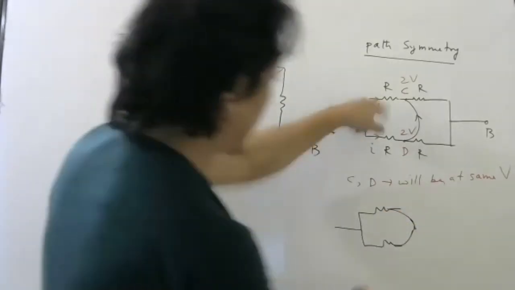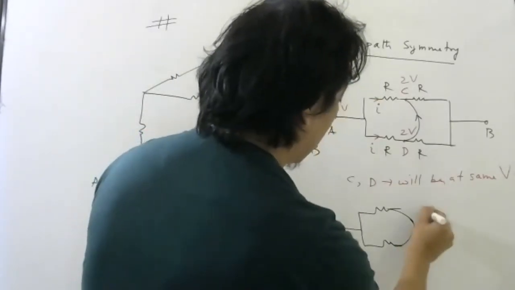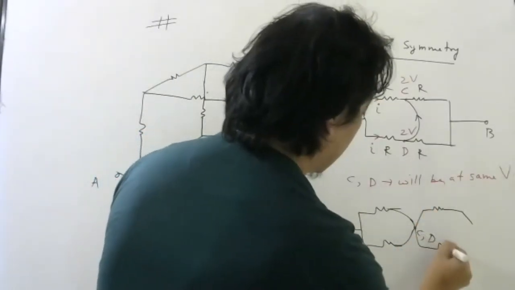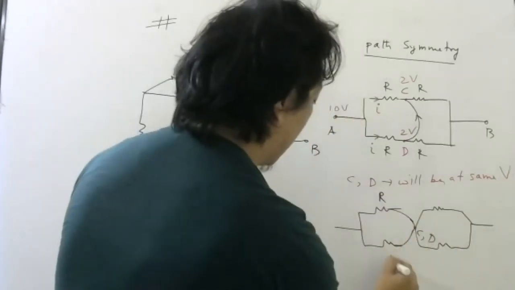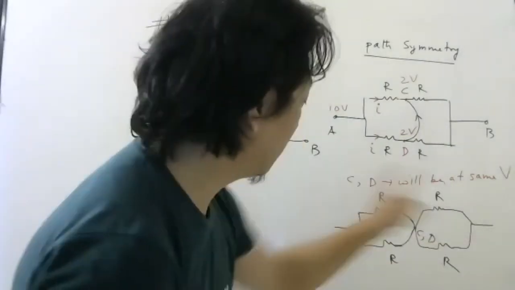Like this here. So C and D are the same point now. And here again this resistor. So R, R, R, R. So now what will be the equivalent of this?